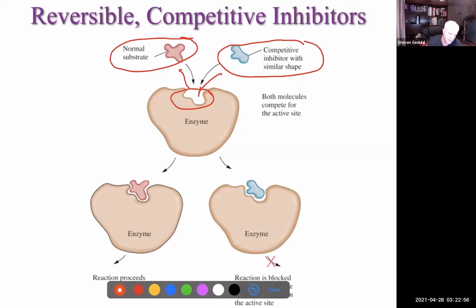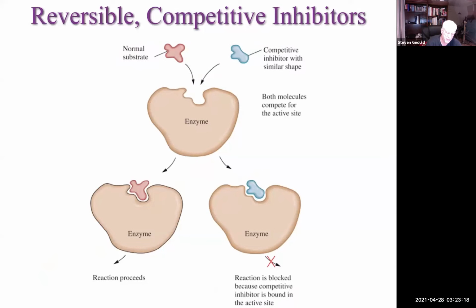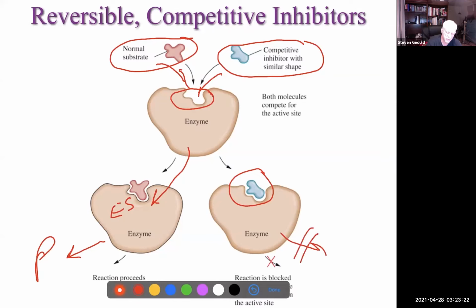Okay, if the normal substrate gets here first, the enzyme-substrate complex is formed and the reaction proceeds and produces a product. If the competitive inhibitor gets there first, this is formed. This blocks the enzyme from getting there. The competitive inhibitor is bound to the active site and it blocks the substrate, so no reaction occurs. That's reversible competitive inhibition.